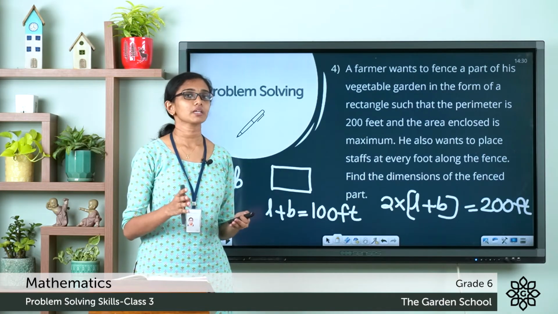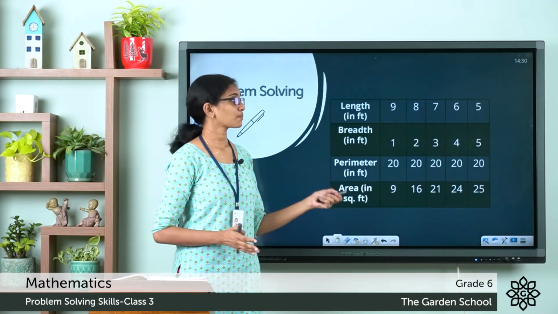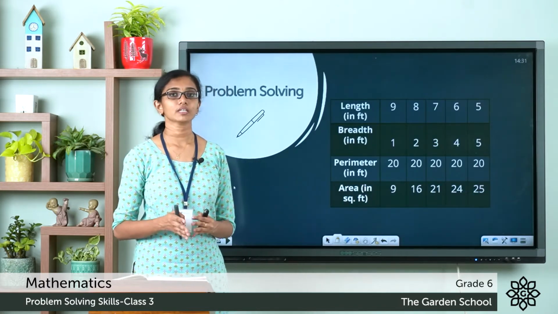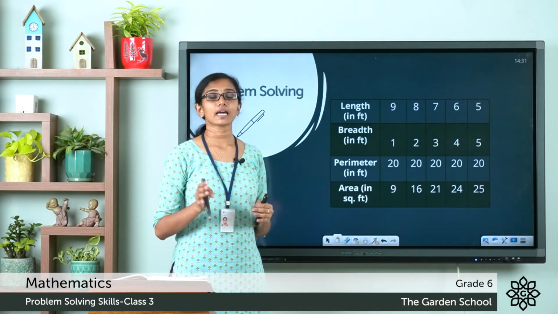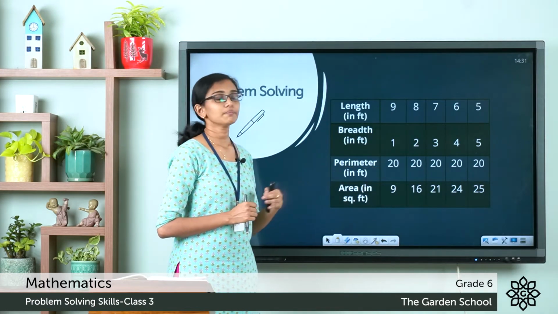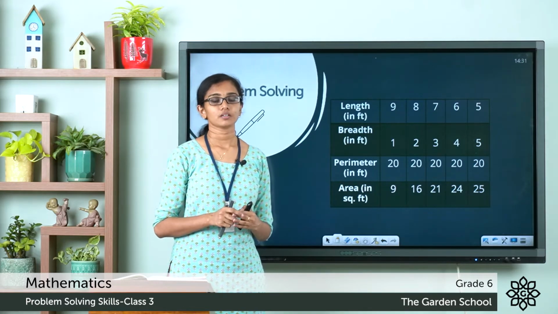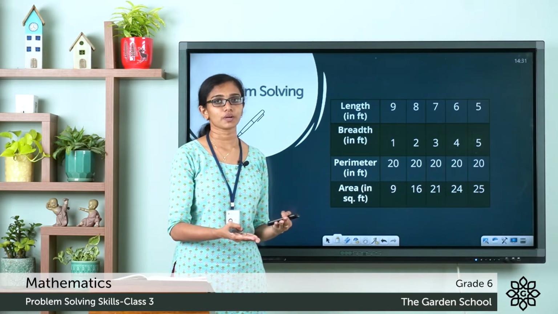So imagining the perimeter is equal to 20 feet, let's draw a table that tells us the possible combinations of length and breadth to give the perimeter 20 feet and the area maximum. To get the perimeter 20, the sum of the length and breadth should be equal to 10, because perimeter is 2 times the length plus breadth.